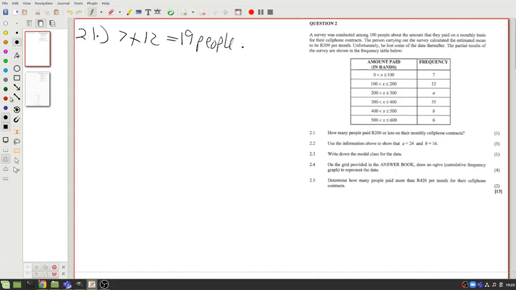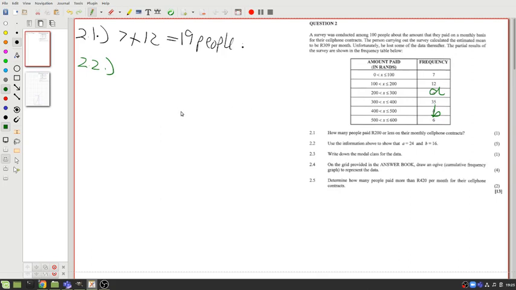Question 2.2. Use the information above to show that A equals 24 and B equals 16. Just in case you can't see it, here's an A and here's a B in the table. Those are missing frequencies. Since we have two unknowns, we'll need two equations to solve this.